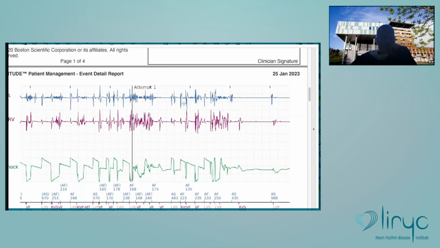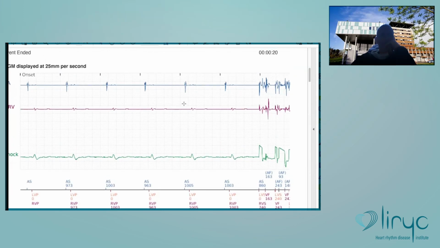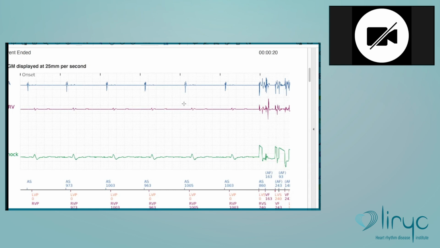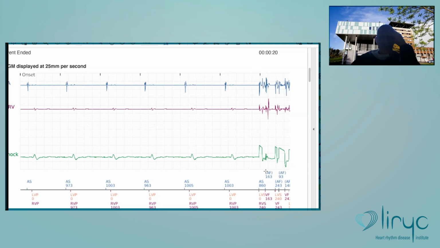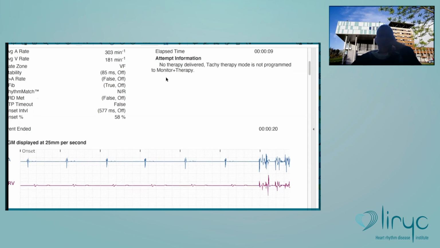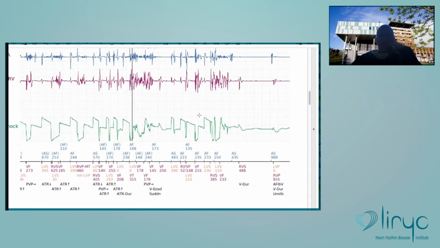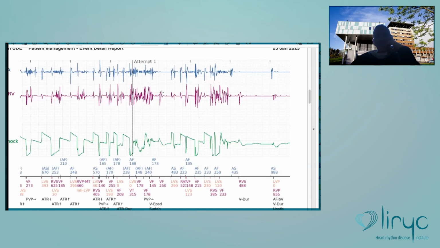Which kind of noise? So this is recorded at the time of implantation, in fact. Okay, this is an electro cutter, an electrical scalpel, during the surgery. As you see here, no therapy is delivered. Tachy is not programmed to monitor plus therapy. What has been recorded is monitor only, and that's why you will record the tracing, but without possibility of delivering any therapy. The diagnosis is really easy when you know that this happened during the surgery.